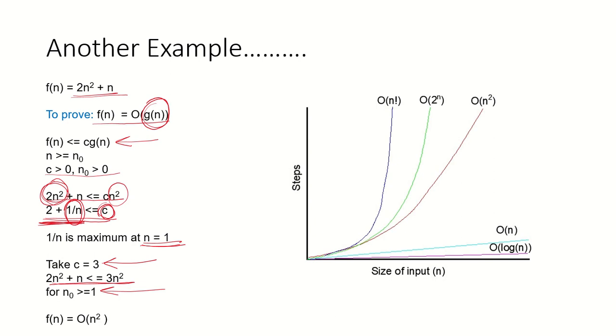We cannot take n equal to 0 because n has to be a positive constant. So we say f(n) is big O of g(n). What is g(n)? g(n) is n square.